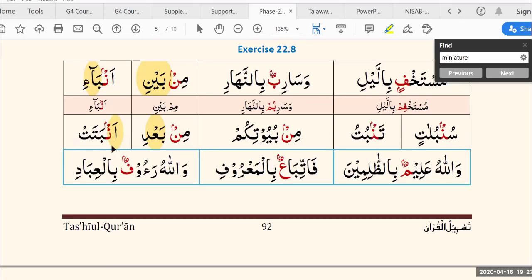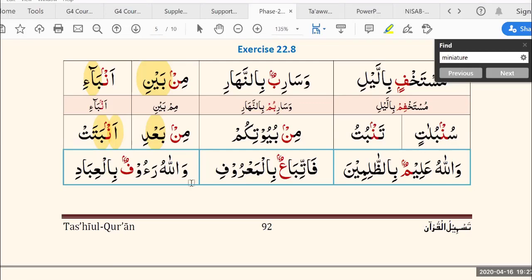Ambatat. Okay, the ba was too long. There's only a fatha stroke, right? Yeah. And a fatha stroke is 1 second long, right? So, batat. Ambatat. Okay, that was much better.